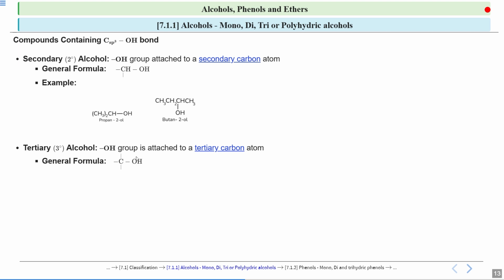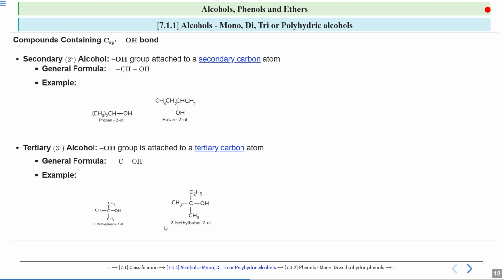Okay, so the hydroxyl group is attached to a carbon which is bonded to 3 other carbons. This is the general formula for tertiary alcohols. In the example, the first is 2-methylpropan-2-ol, where the hydroxyl group is attached to this carbon, and this carbon is a tertiary carbon because it is attached to 3 other carbons.